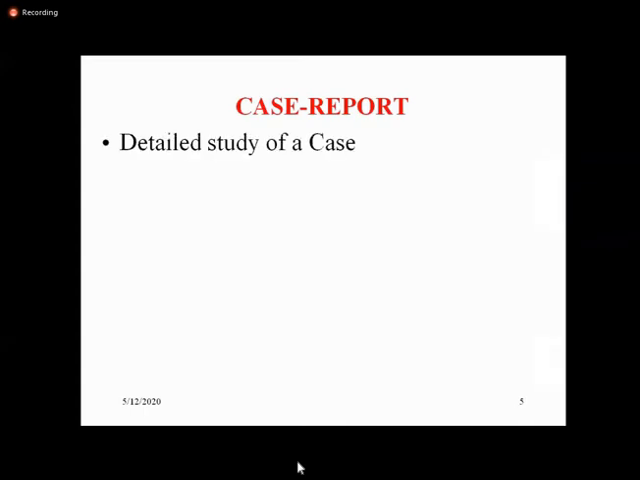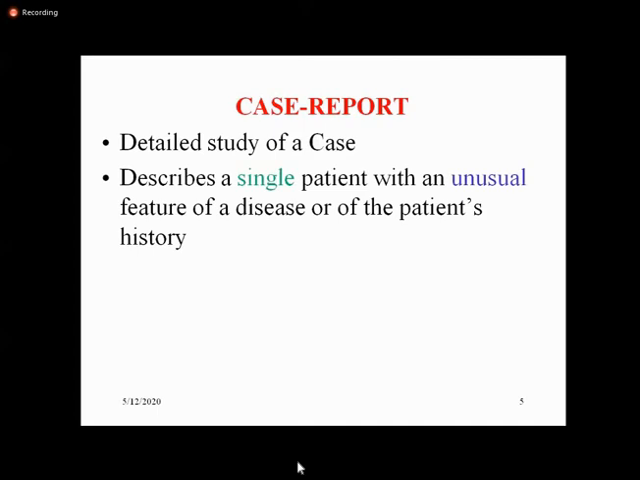I think in the last lectures you went through these descriptive types of study design. First, we just go through the descriptive ones, like case report. It is basically a detailed study of the case. It describes a single patient with unusual features of disease or the patient history. So a case report is suitable when you find only one patient with a rare problem or a new problem, which was not already reported in any books or publications. In that case, you have to choose the case report.